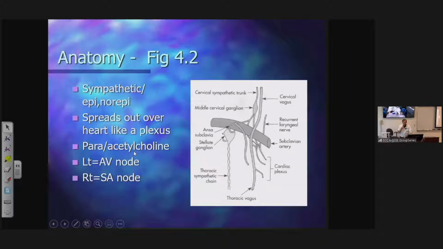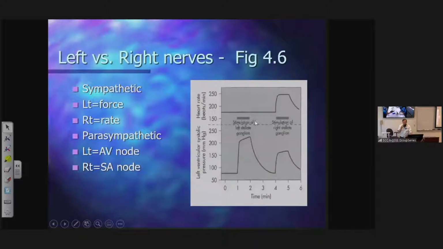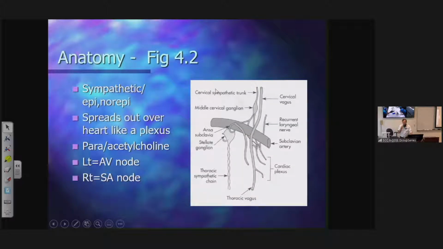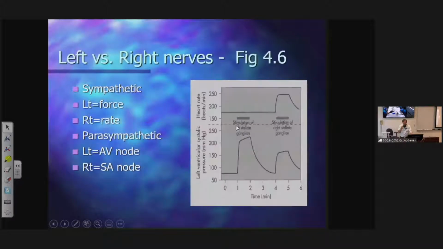Parasympathetic uses acetylcholine. And these are some graphs that would show what happens if we manipulate. There's a right and left stellate ganglion. Don't worry too much about these. But the sympathetic, the left side has to do with force, inotropic state, and the right branch coming down your right side is rate. On the parasympathetic, the left branch is AV node wired and the right branch is SA node wired. So the wiring goes to different places in the heart from the sympathetic and parasympathetic.